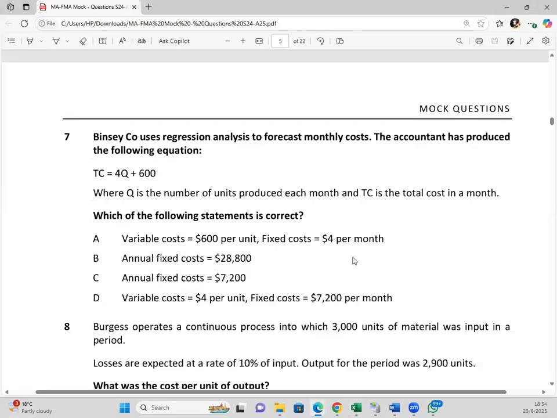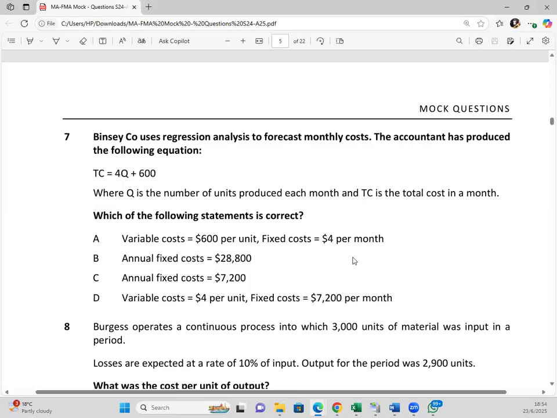The variable cost is 600, that's wrong. The annual fixed costs are 28.8. Oh, this is for the month. Q is the number of units produced each month. It uses the regression analysis monthly cost. Oh, those are for the month. Okay. So the fixed cost, we have said it's 600.